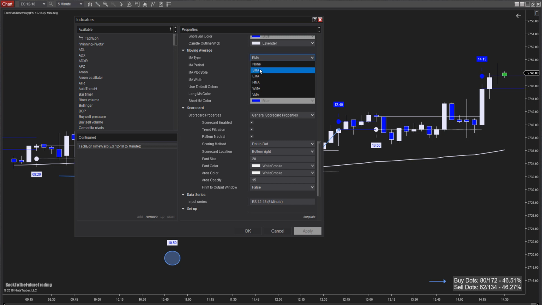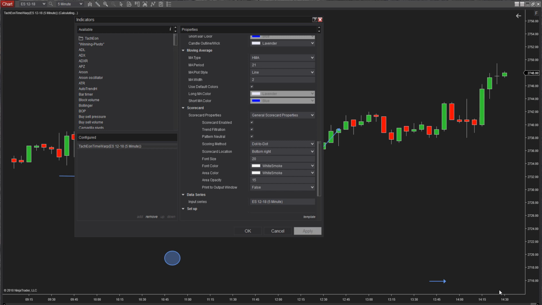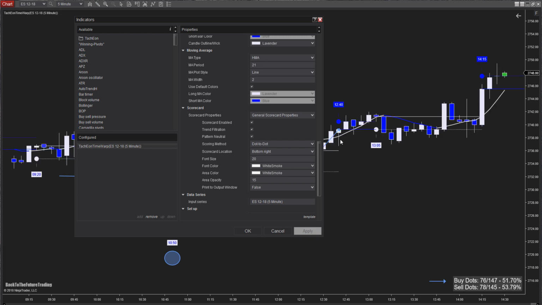So if we wanted to look at, instead of an EMA, let's say a Hull moving average, an HMA, and maybe we'll put in a 21 period. There's no real right or wrong answer here. It's just a matter of research. So if we apply a 21 period Hull moving average to our chart, does it change how the signals would form by using trend filtration?